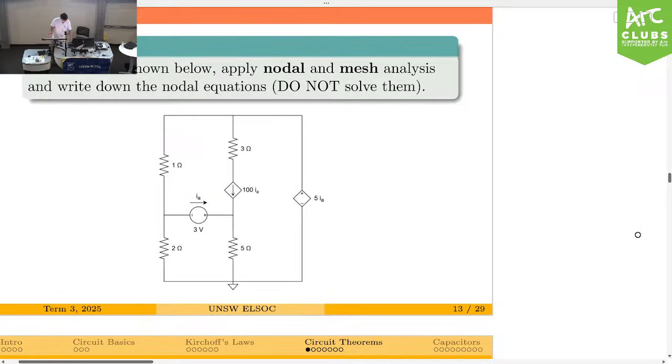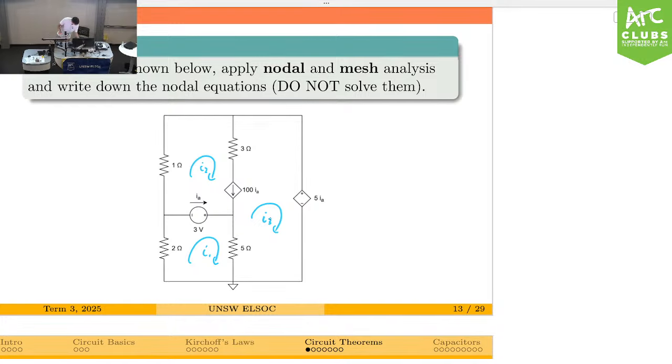So from before, let's label our meshes going clockwise. So we have I1 here. We have I2 here. And we have I3 here.